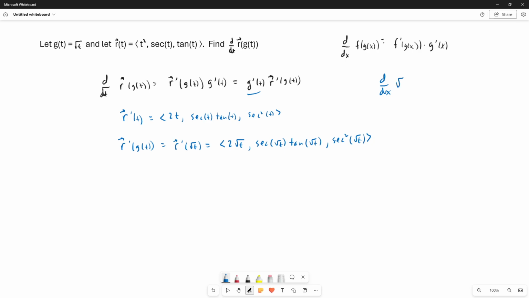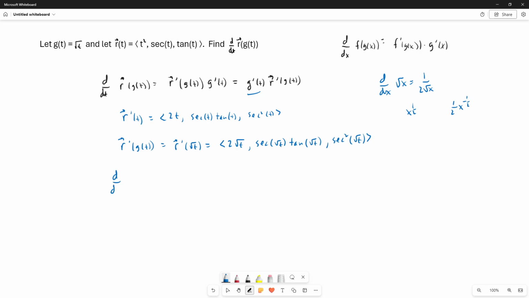and the derivative of the square root of x is 1 over 2 times the square root of x from the power rule, because the square root of x is x to the 1/2, and so its derivative is 1/2 x to the minus 1/2, which can be written as 1 over 2 times the square root of x.